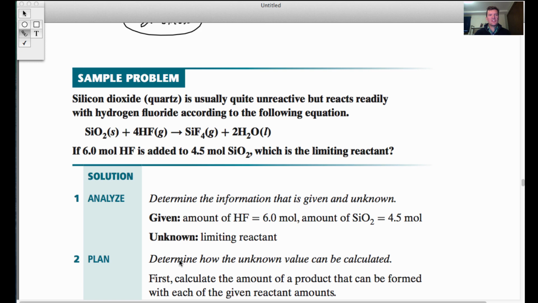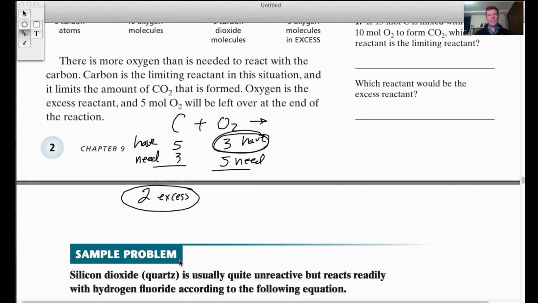There's a couple ways we can determine this. One way is to determine how much is produced, and whichever situation or whichever number of moles produces the lesser amount, that's going to be the limiting reactant. What I mean is, let's say we had 3 moles of oxygen, and then we could determine how much of the product is produced from that, assuming that carbon is in excess, and we'll see how much is made. Or we look at the 5 moles of carbon and we'll see how much is produced from that, assuming we have plenty of oxygen. Whichever one is the lesser amount must have been the limiting reactant. Okay, I'll show you some examples.